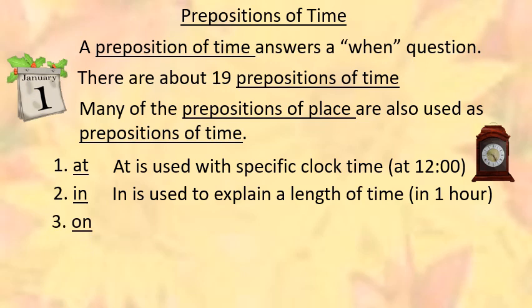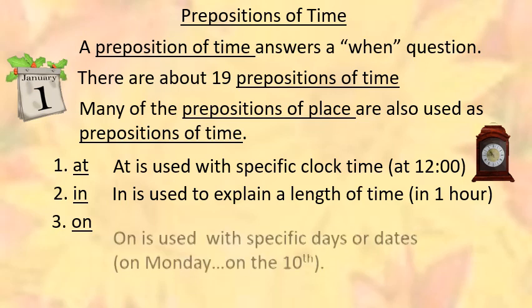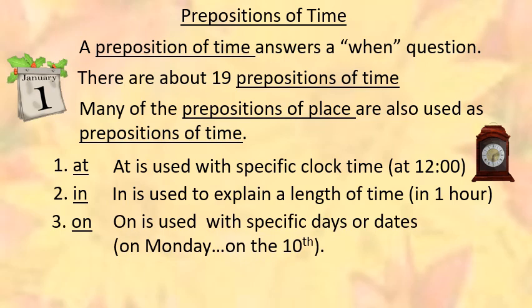On is also a preposition of place, but it is also a preposition of time. On is used with specific days or dates. On Monday, on the 10th.